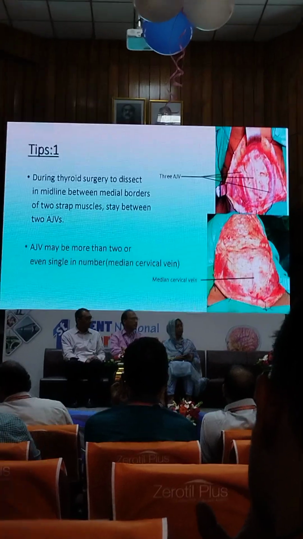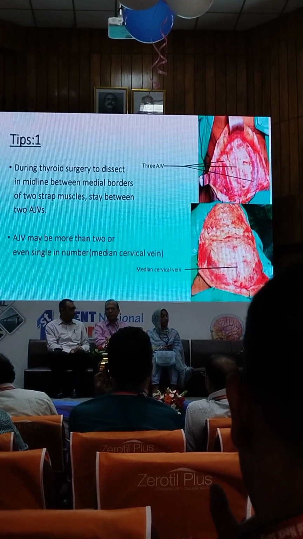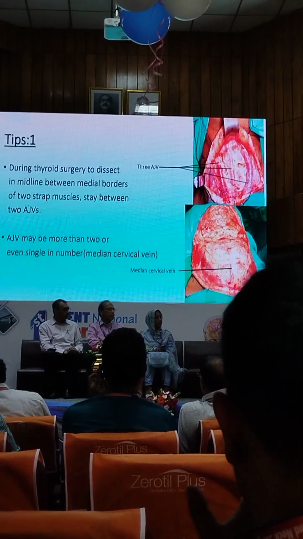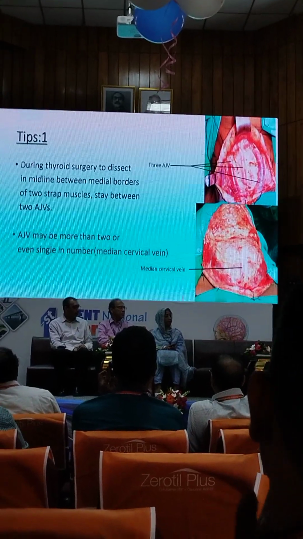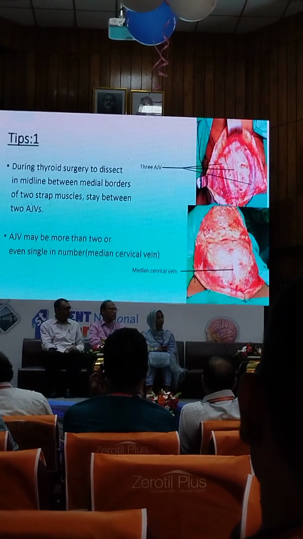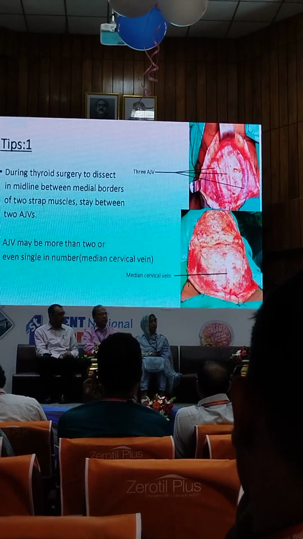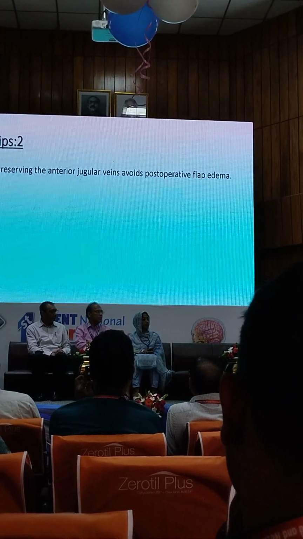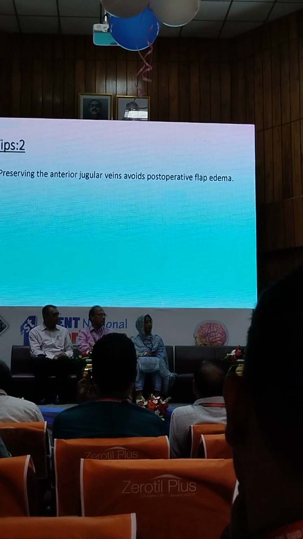Tips for this first compartment: during thyroid surgery, to dissect in the midline between the medial borders of the strap muscles, stay between the two anterior jugular veins. The anterior jugular veins may be more than two or even single in number, which is called the median cervical vein. You should preserve the anterior jugular vein to avoid postoperative flap edema.